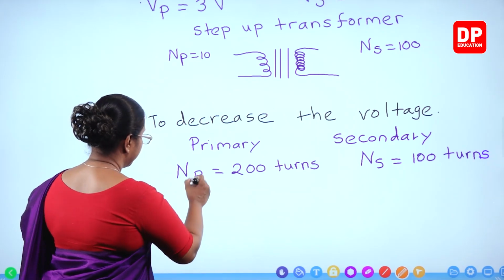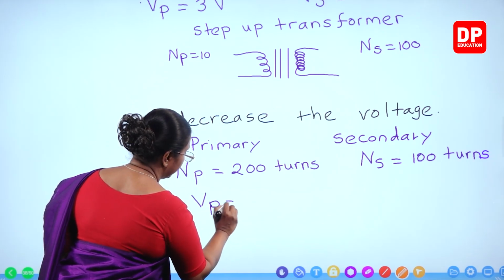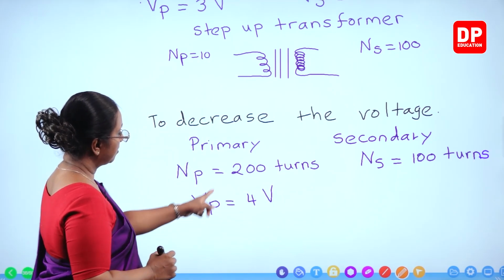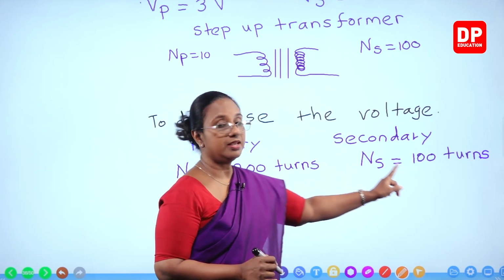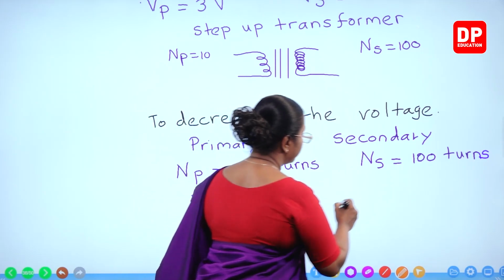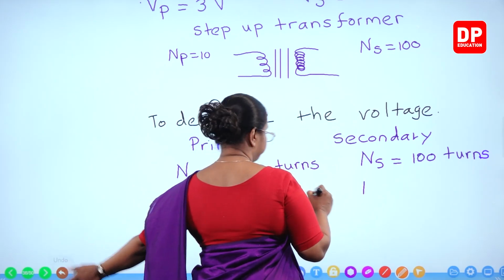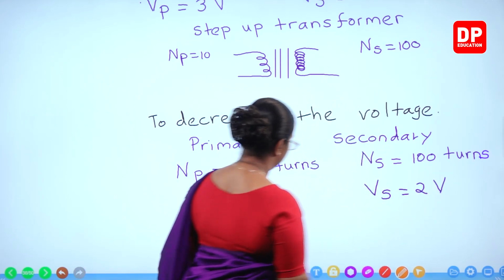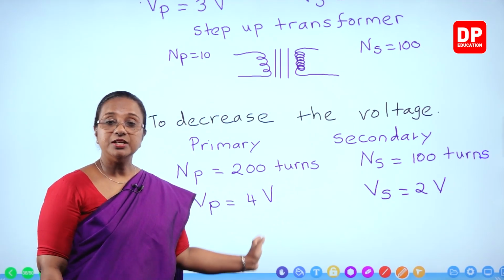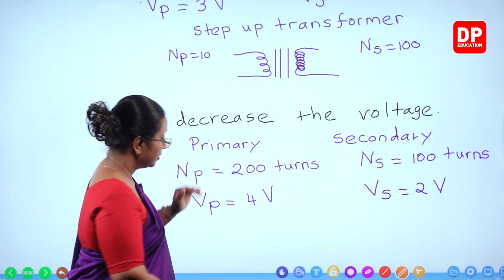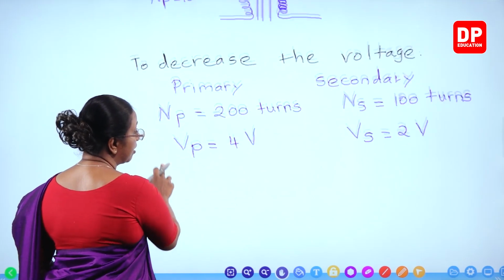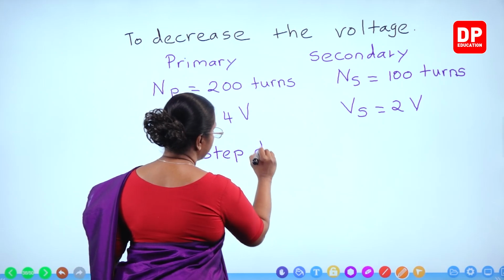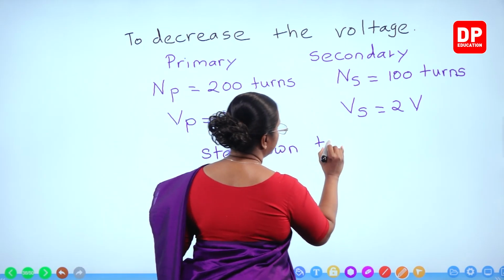So let's say we supply Vp, we'll say 4 volts. Now here the ratio is 200 to 100. Then of course you will get 2 volts according to the ratio. So this is known as a step-down transformer.